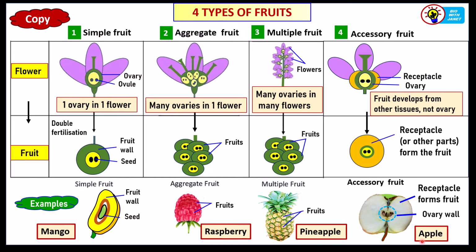Example is the apple. Now look at the apple. The fleshy part here is actually formed from the receptacle. Receptacle forms the fruit. And the ovary wall, the blue part here, remains paper thin, and then the seeds are inside. So the ovary wall did not develop to form the fleshy fruit as in most fruits, but it is the receptacle that forms the fruit, becomes thicker and very fleshy and juicy. So the apple is actually formed from the receptacle. The fleshy part is formed from the receptacle, not the ovary.